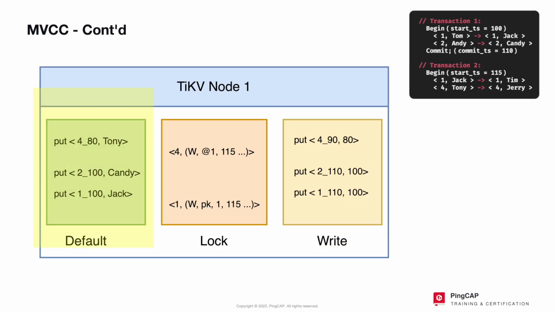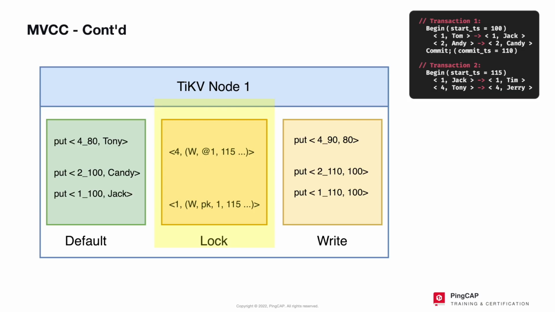On the far left, we have the default column family. There are key equals 1, key equals 2, and key equals 4, where the start_TS for key equals 1 and key equals 2 is 100. That is, the two lines of transaction 1 committed in the write column family, and the start_TS for key 4 is 80. In the middle, we have the lock column family. Since transaction 1 has already been committed, locks with key equals 1 and key equals 2 in transaction 1 are deleted. Since transaction 2 is not committed, locks with key equals 1 and key equals 4 in transaction 2 still exist. So, in what order are these data stored in RocksDB?